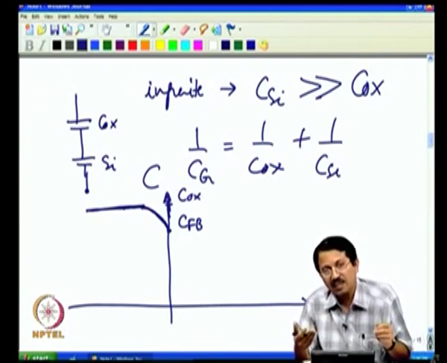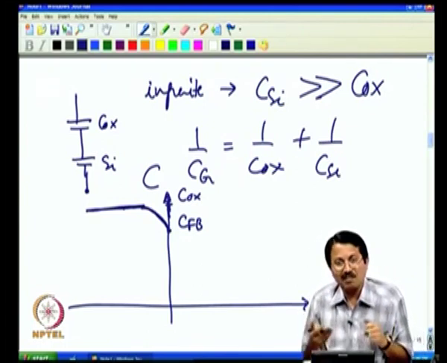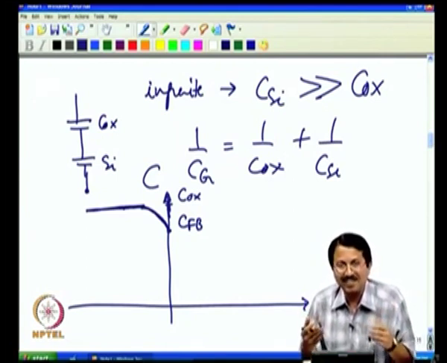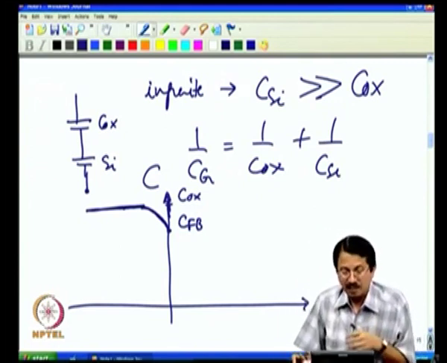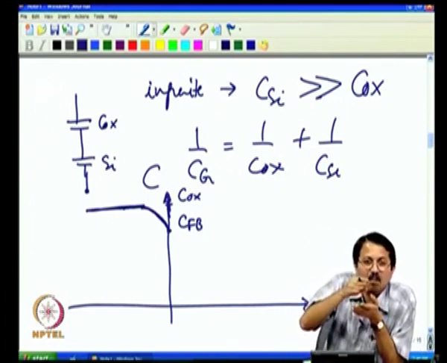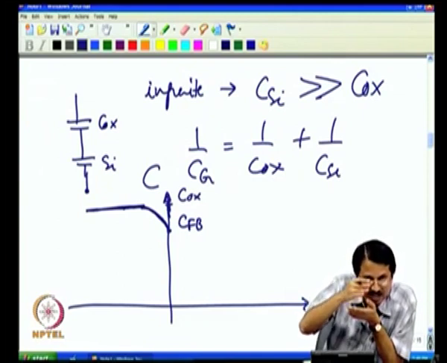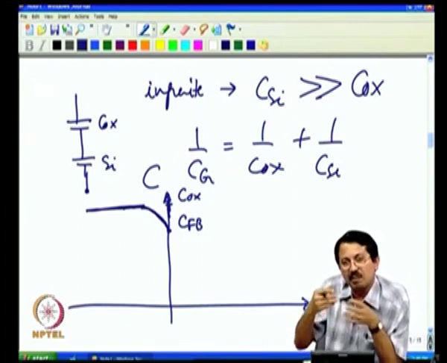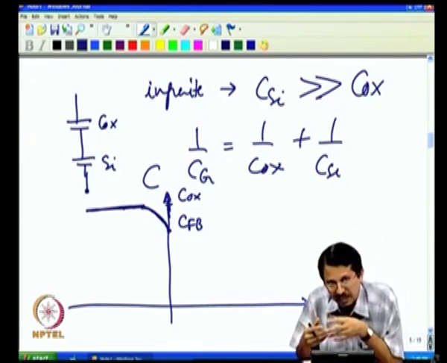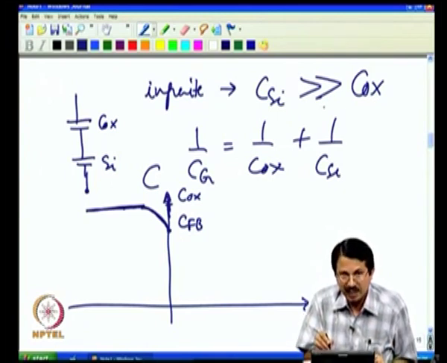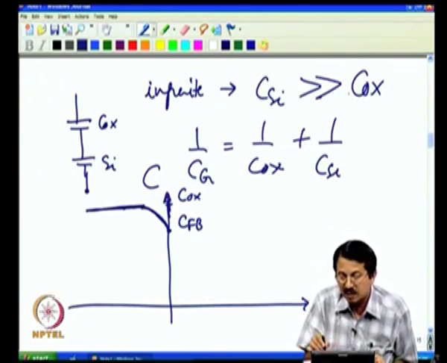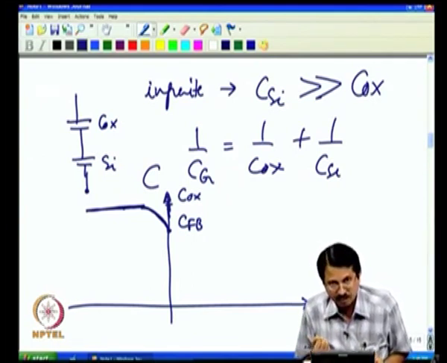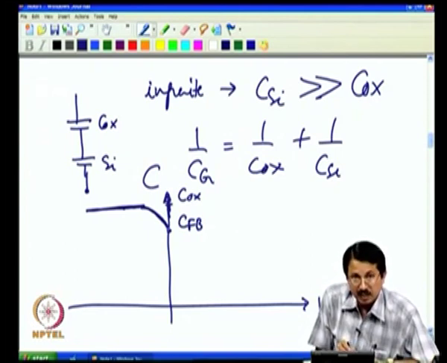Exponential function, if you see, when x is very low, the exponential function can be approximated as a linear function, right. e^x is about x when x is very small. Hence, when I have just started bending bands up or down, that is, I have started going towards accumulation, the change in charge is still not very huge compared to the change in surface potential, and hence I can't make this assumption. There is a finite capacitance which comes in series with the oxide capacitance that will pull down the total capacitance, and that is why the total capacitance starts coming down.